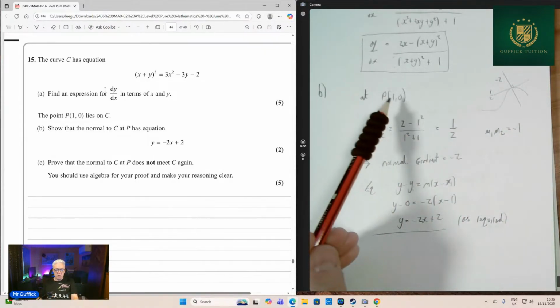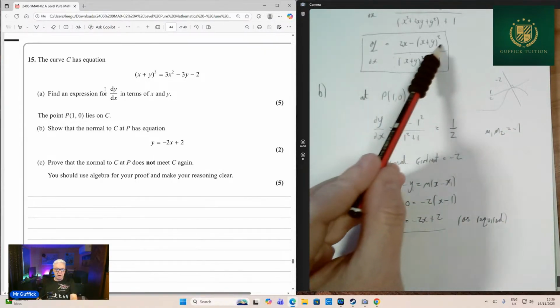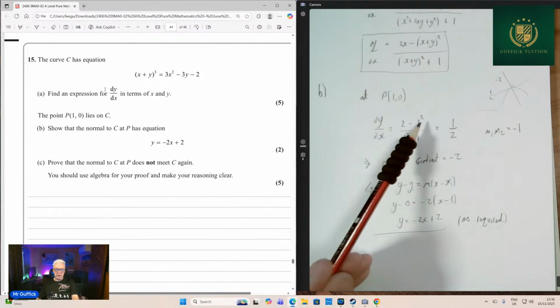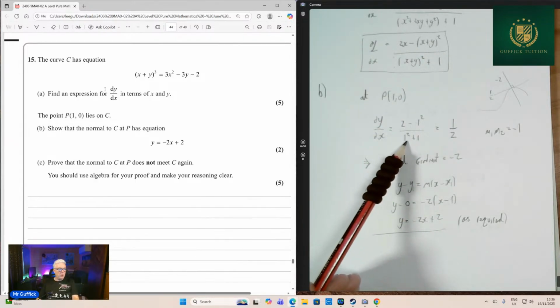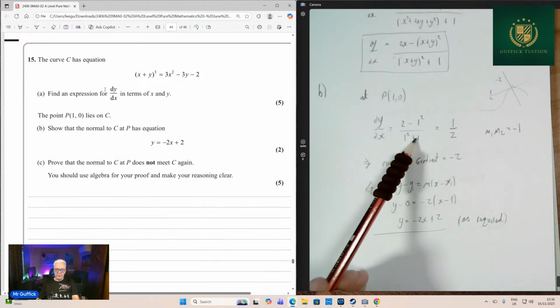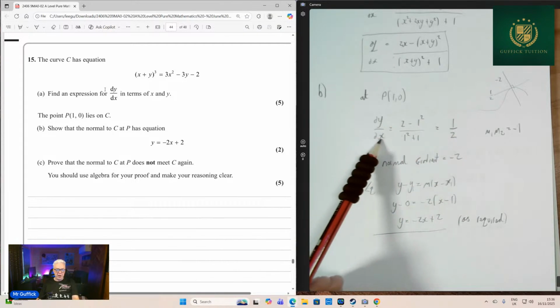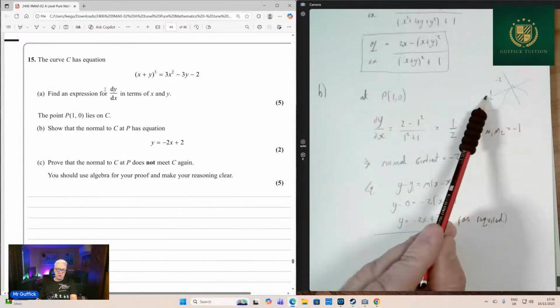So we sub in 1 and 0 into our expression here that we've got. So that's going to give me 2 times 1 minus 1 squared over 1 squared plus 1. So that gives a dy by dx of a half. So that's my gradient of my tangent, okay?